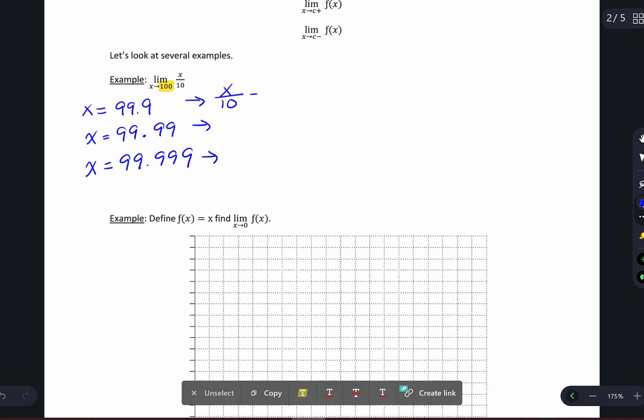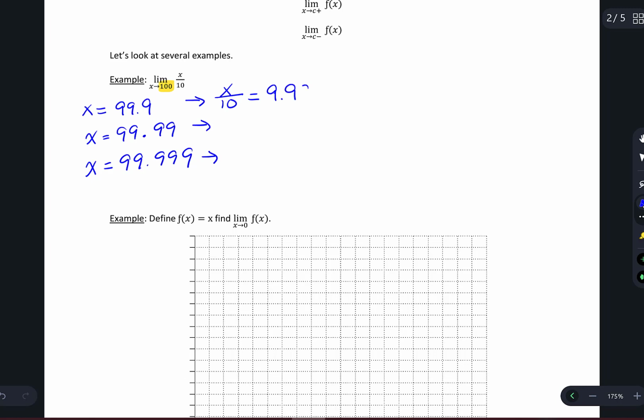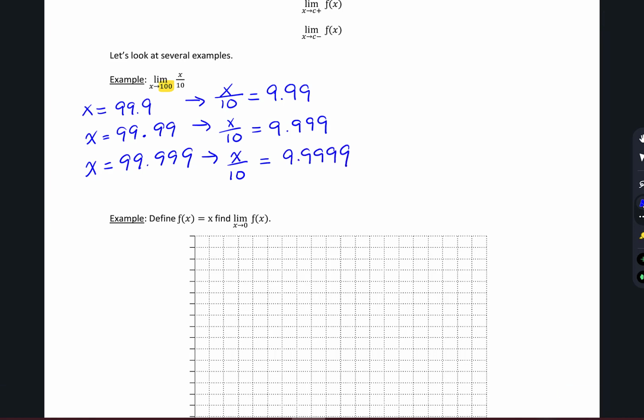So now let's look at what the output would be for each of these three inputs. x over 10, when x is equal to 99.9, would be equal to 9.99. x over 10 would be equal to 9.999 when x is equal to 99.99. And x over 10 is equal to 9.9999 when x is equal to 99.999. So notice when we're coming up from below 100 and getting very, very close to 100, the function is getting closer and closer to the value 10.